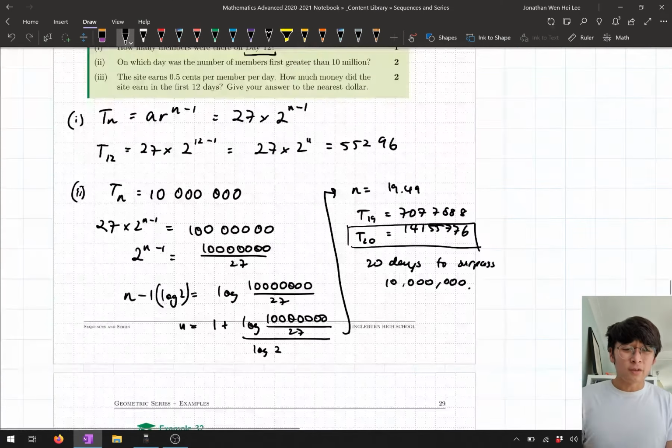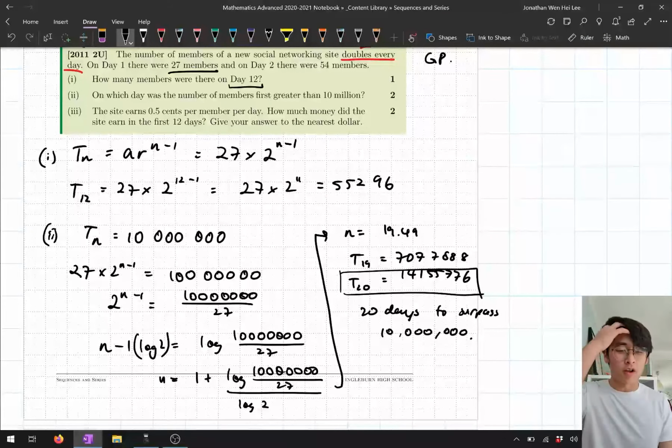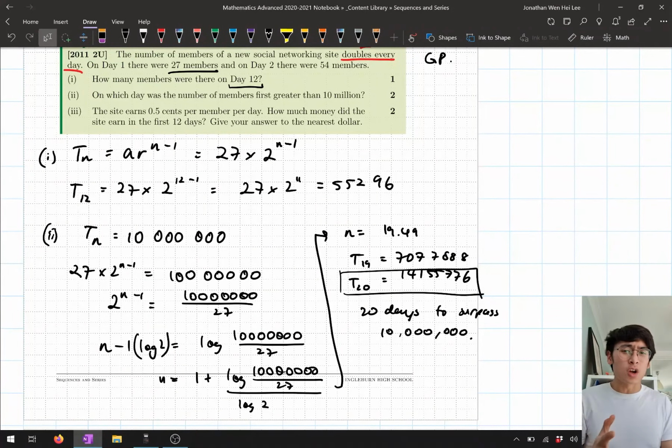Now, these first two questions were geometric progression questions. It's stuff that we looked at earlier in this topic of sequences and series. Let's have a look at the third part. The site earns 0.5 cents per member per day. How much money did the site earn in the first 12 days? Give your answer to the nearest dollar.